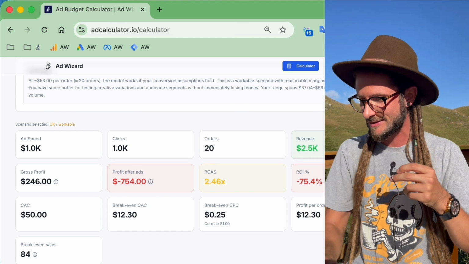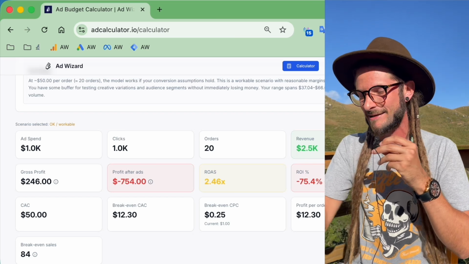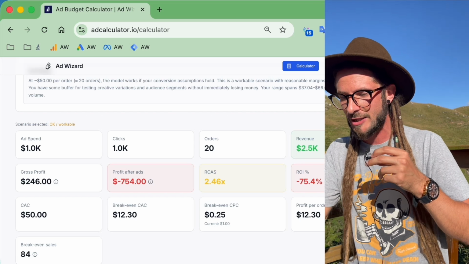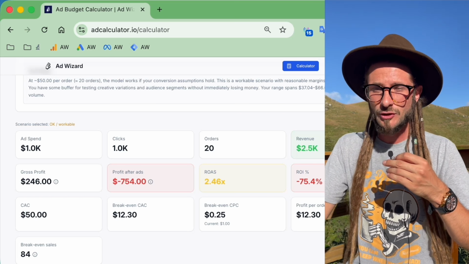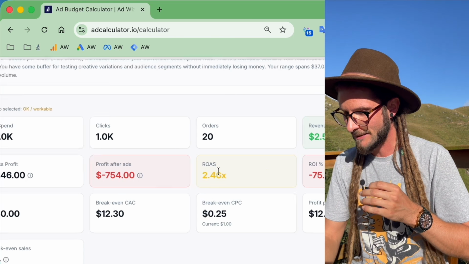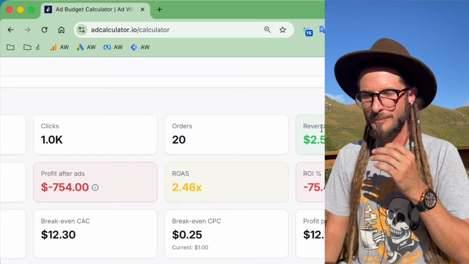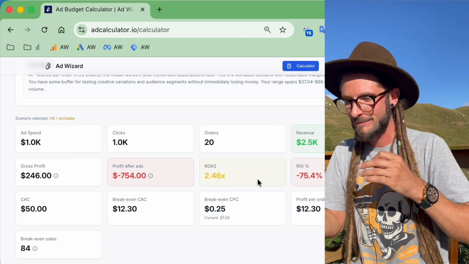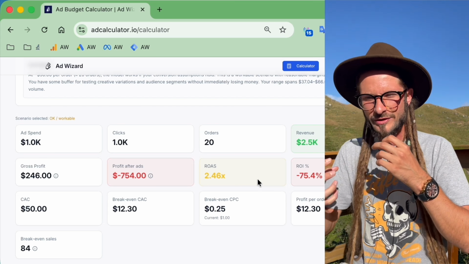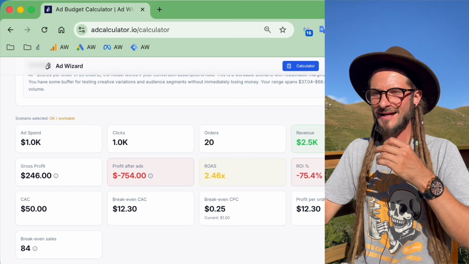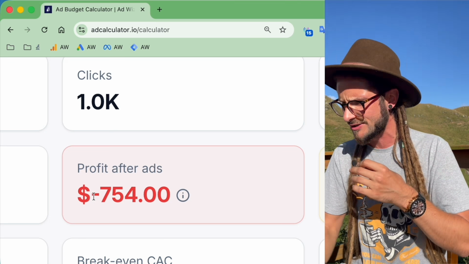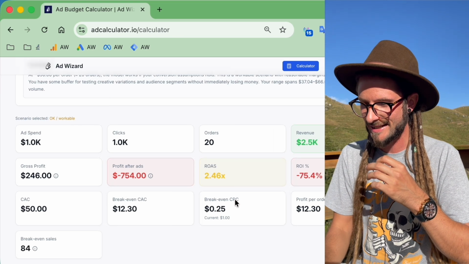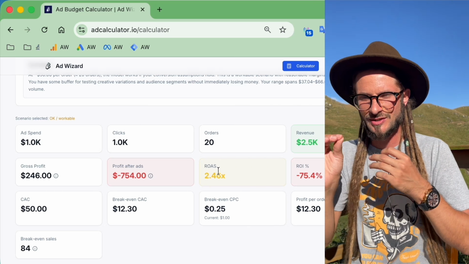So in this particular example, ROAS looks healthy, and this ad calculator tool is so amazing because it can actually give you the truth behind the figures, behind the data, so you know before you even build your ad. If you just look at the ROAS, for example here, 2.46, and the revenue, 2.5k, you might think, hey, this is working, but those numbers don't take into consideration all of the numbers of the business. Profit after ads is actually negative, guys, minus $754. That is the trap of looking at ROAS. It doesn't give you the full picture.